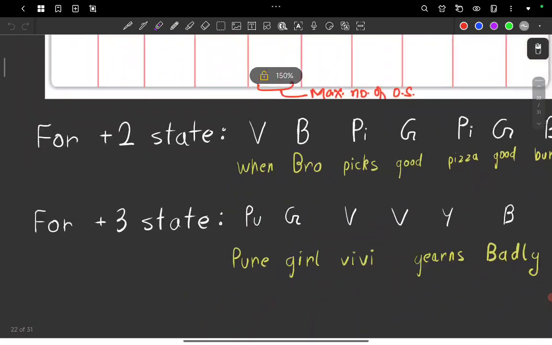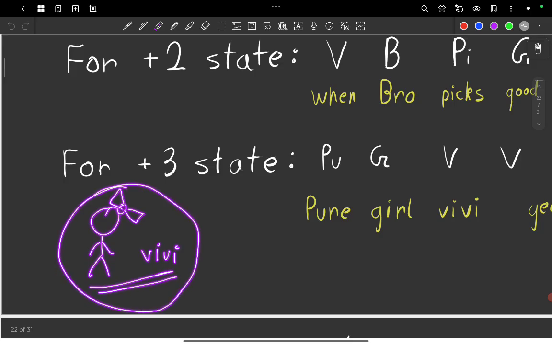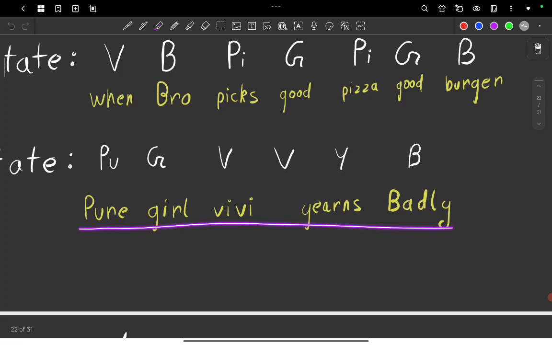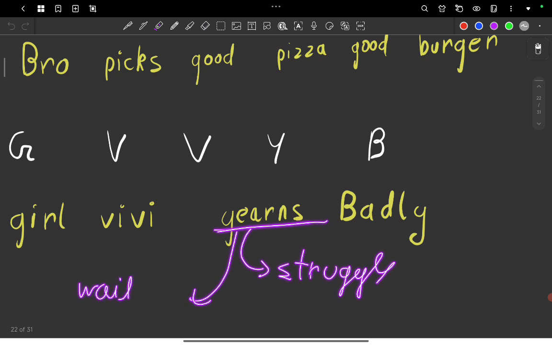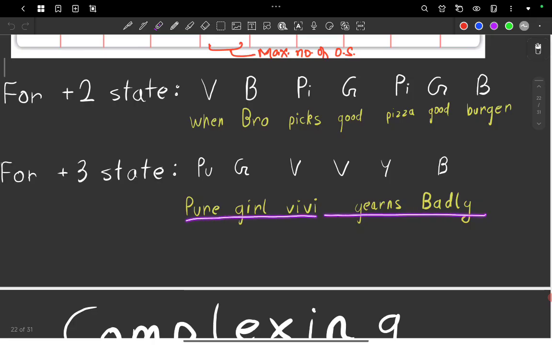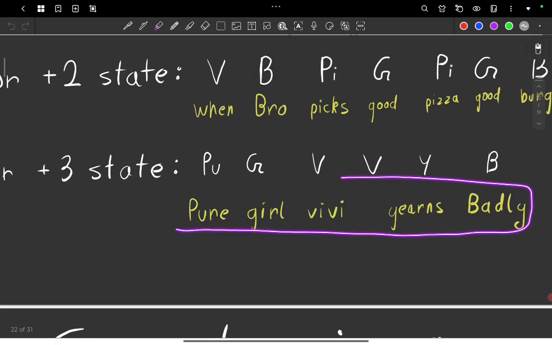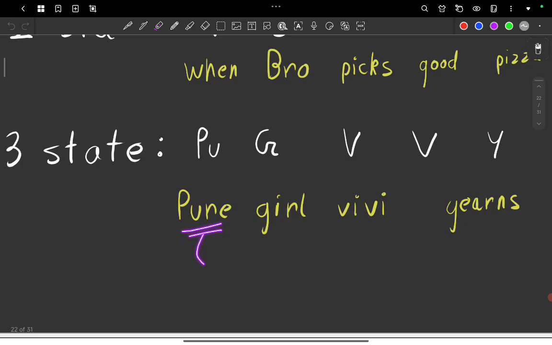For the plus 3 state, imagine that there is a girl, and she is very pure hearted, and her name is Vivi. She is a very nice person, but nice people have to work hard to get things in life. And what is the meaning of yearns? Yearns means basically struggle, or waiting for something, longing for something to happen. So pure girl Vivi yearns badly, like she has to struggle a lot to achieve her goals, because she wants to do them via pure and non-malicious methods.